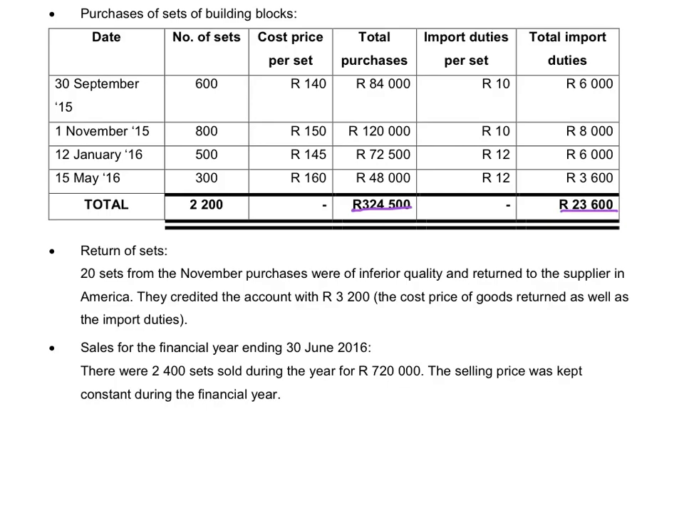20 sets from the November purchases, that means from this purchases there where we bought 800, were of inferior quality and returned to the supplier. They credited our account with 3,200. That is the cost price as well as the import duties. So that means this 20 sets are not available, and we can reduce the total cost of our inventory with 3,200.